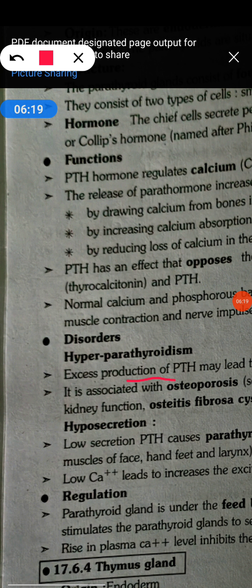And hyposecretion of the hormone parathormone, that is low secretion, causes parathyroid tetany. Parathyroid tetany means a fall in blood calcium level, because when there is not a sufficient amount of parathormone in the blood, there is a deficiency of calcium in the blood, and it causes painful contraction of the muscles of the face, then hands, feet, and the larynx, meaning the sound box. The place where sound is produced is called the larynx.